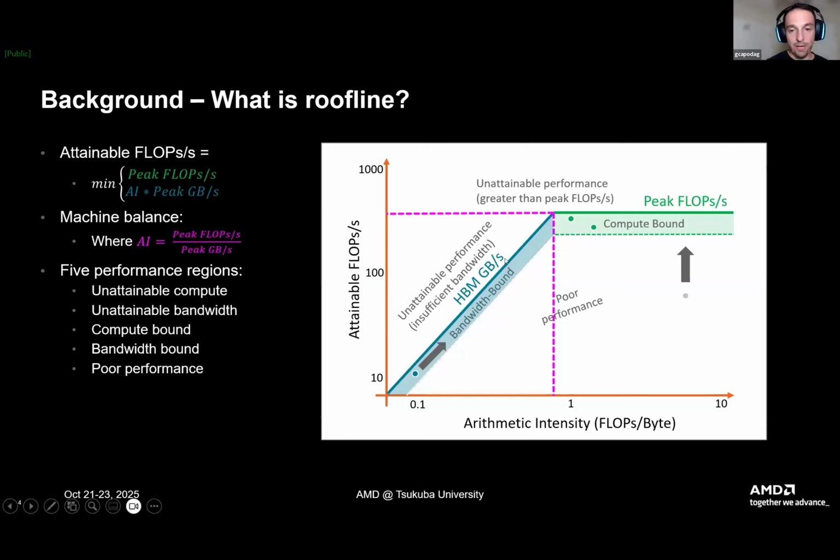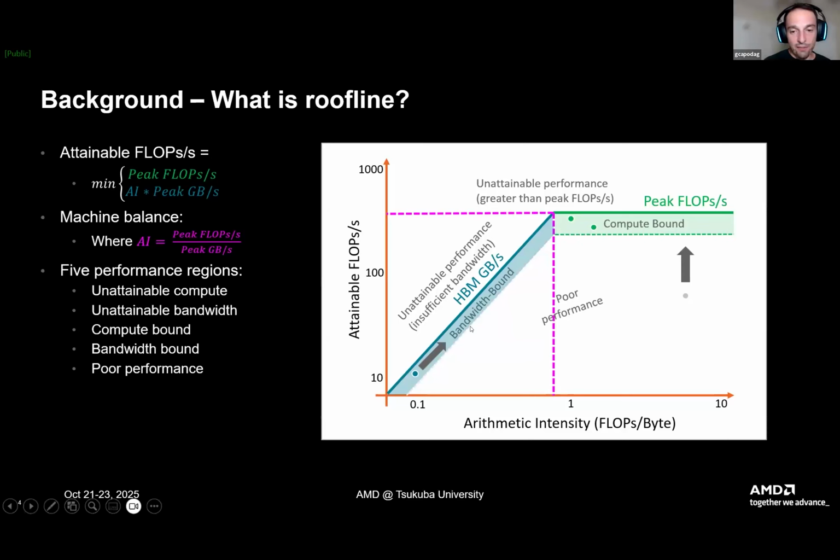This bandwidth bound here is defined as a line through the origin, so that's just y equals m times x. The m is what decides the slope of the line, and that's your HBM bandwidth, or the bandwidth in general. Here we're talking about HBM, but we'll see also L1 and L2. So the slope is the bandwidth.